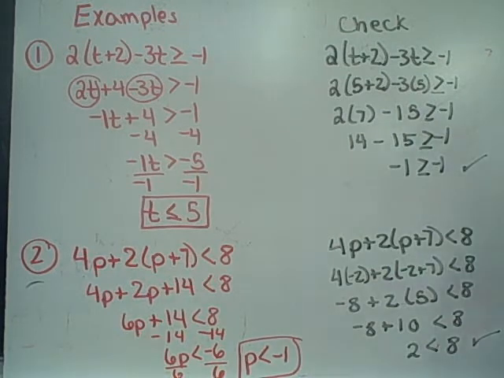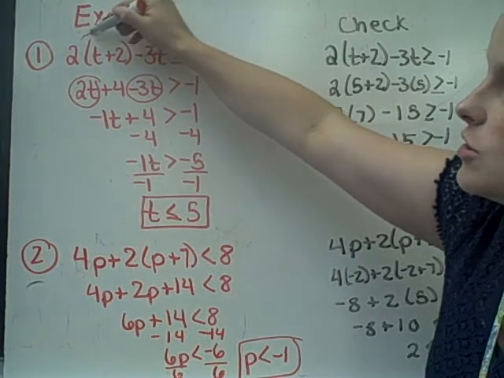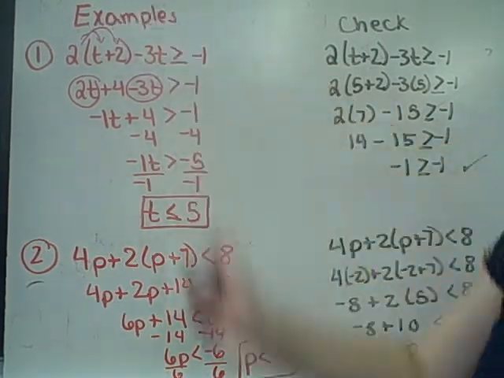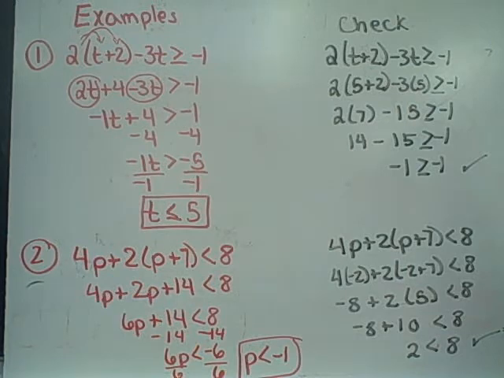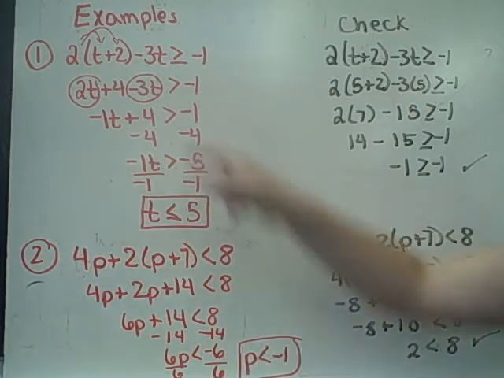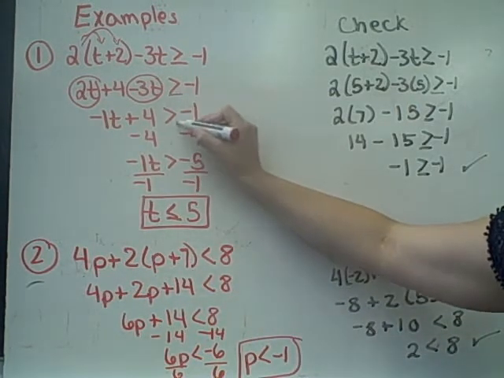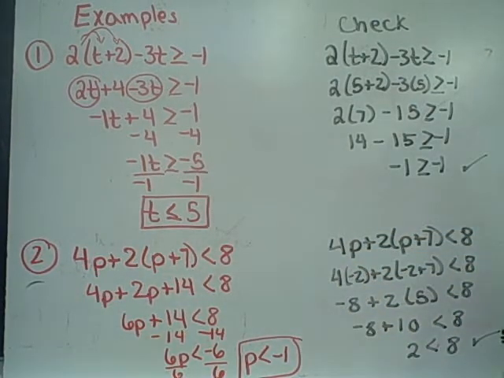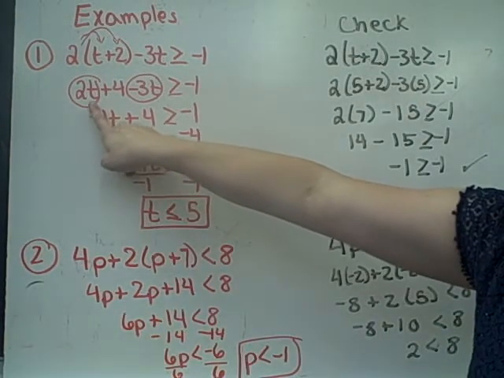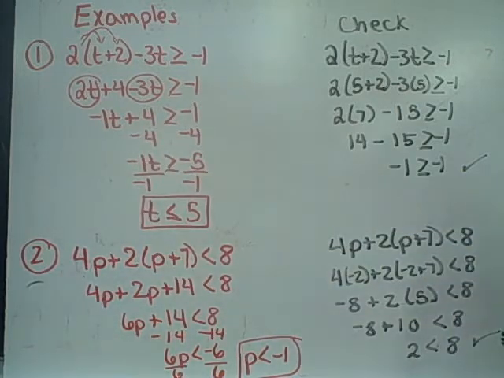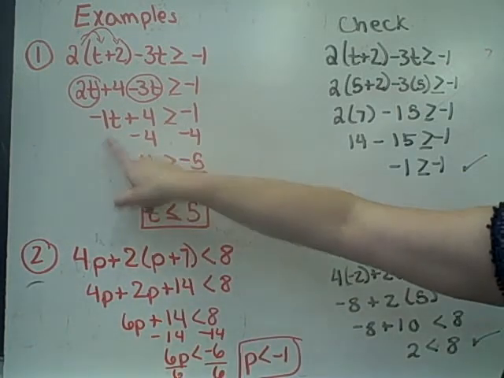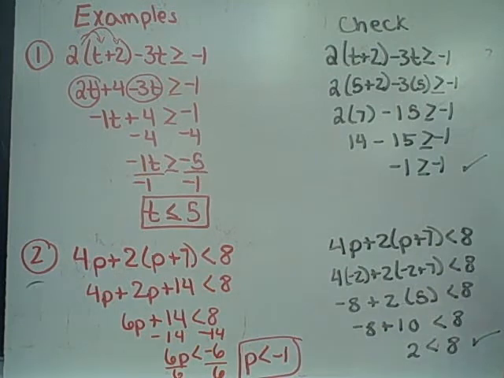Examples. These are just multi-step inequalities. The first thing we do is distribute. So you would end up with 2t plus 4 minus 3t being greater than or equal to negative 1. If we combine like terms, 2t and negative 3t are like terms, so I end up with negative 1t plus 4 being greater than or equal to negative 1. I subtract 4 from both sides, and negative 1t would be greater than or equal to negative 5.